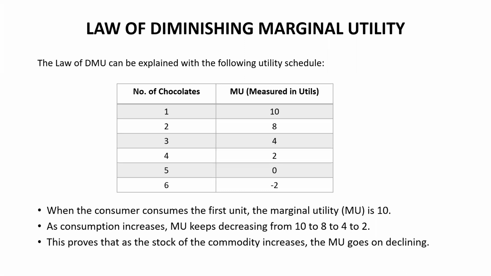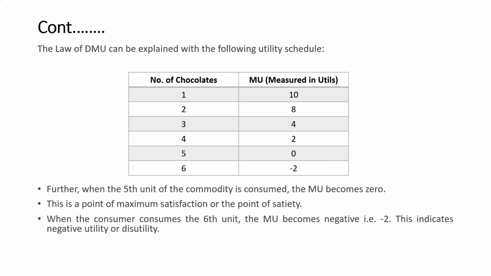To understand this law, we first see this utility schedule. On the left side, we have the number of chocolates. On the right side, the marginal utility measured in terms of utils. As we consume 1, 2, 3, 4, 5, and 6 units of chocolates, our marginal utility decreases. From the first unit, the marginal utility is 10. As we continue consuming chocolates, the MU keeps decreasing: 10, 8, 6, 4, 2. This proves that as the stock of a commodity increases, MU goes on declining.